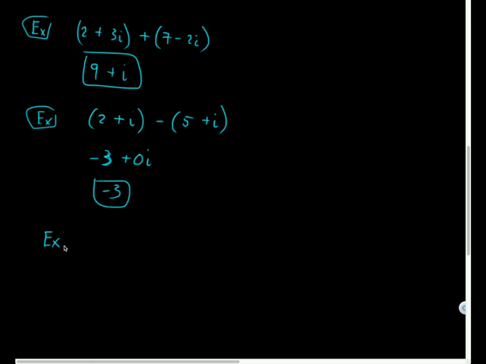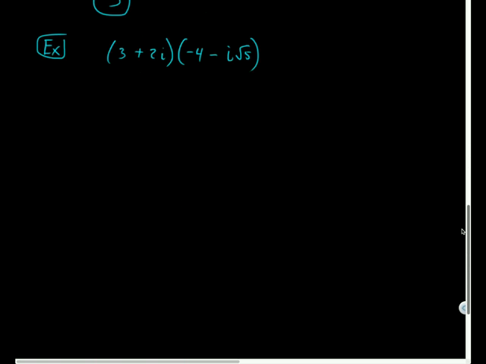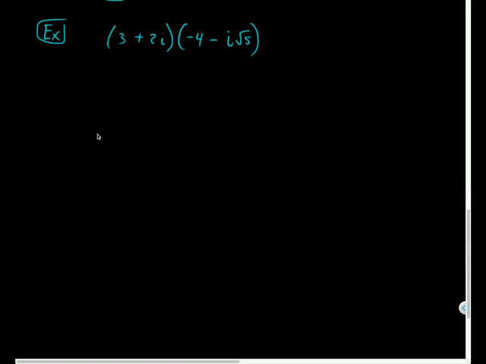For multiplying, it's not that difficult either. 3 plus, say, 2i times, let's make things a little bit peculiar. What if I've got negative 4 minus i times the square root of 5, just to make things a little ugly for us. So if I'm multiplying two complex numbers, all I'm going to do is FOIL it out or double distribute. So I'll multiply the first term by both of those and the last term here by both of those. And let's see what I end up with.